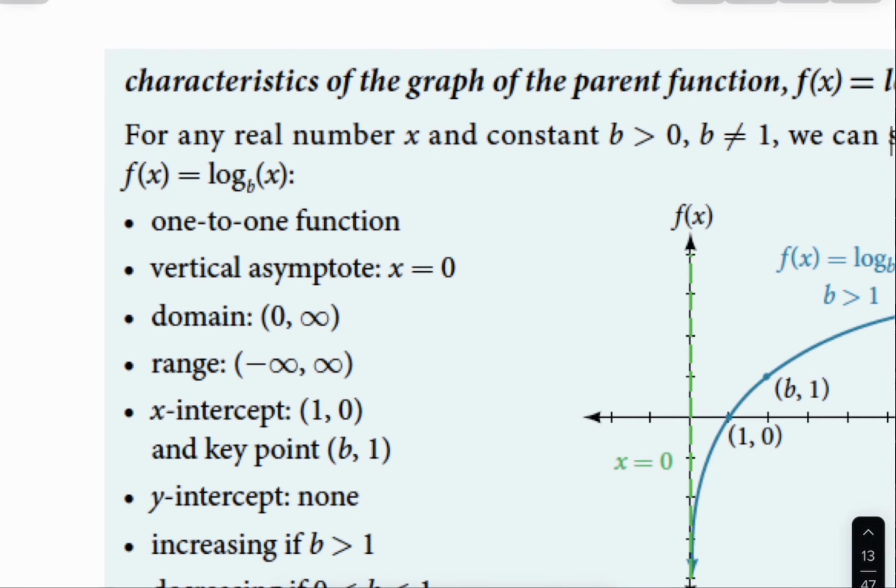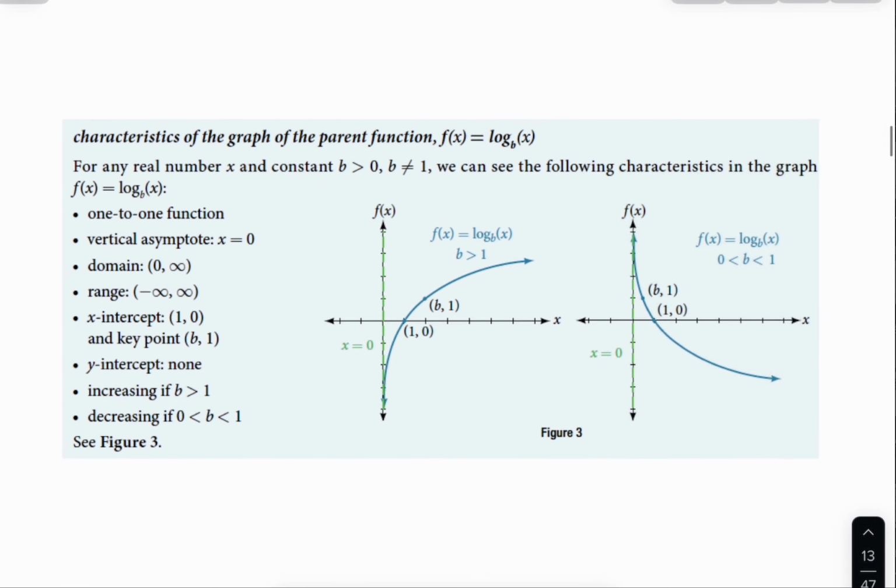And now let's go ahead and just look at the generals of the graph. It is a one-to-one function. It is the inverse of our exponential. It has a vertical asymptote wherever the inside of the function equals 0. If our b is positive and greater than 1, it's going to go uphill. And if it's going downhill, it had a b that was some fractional number between 0 and 1.